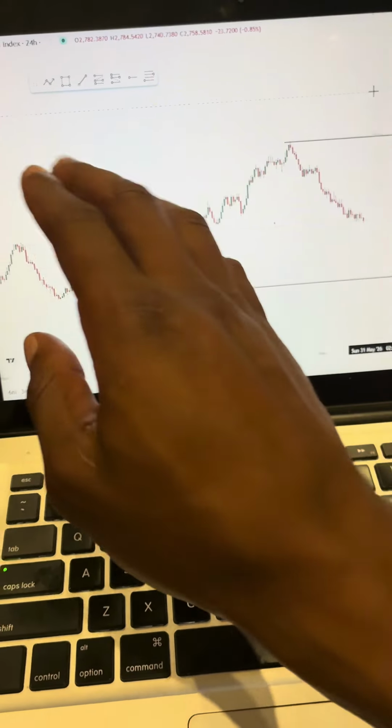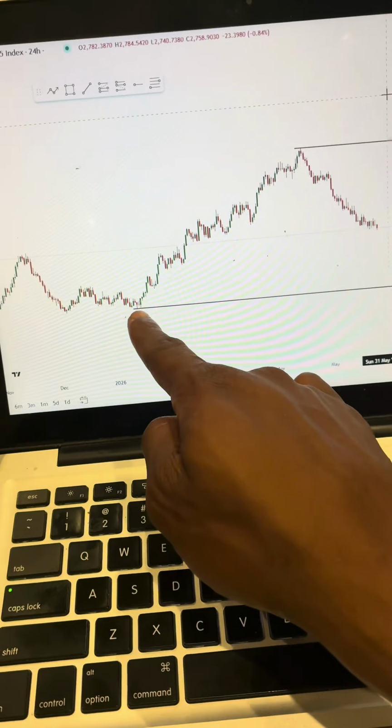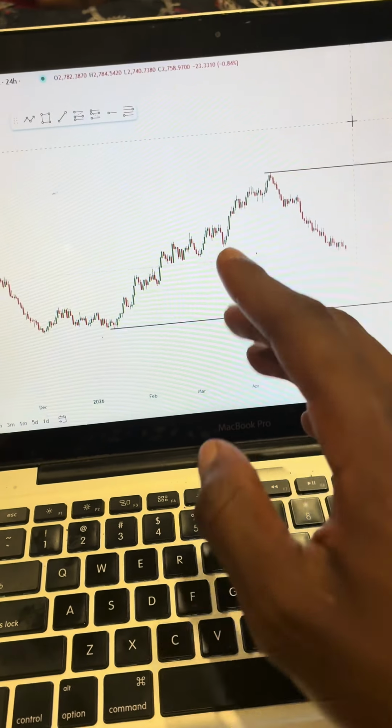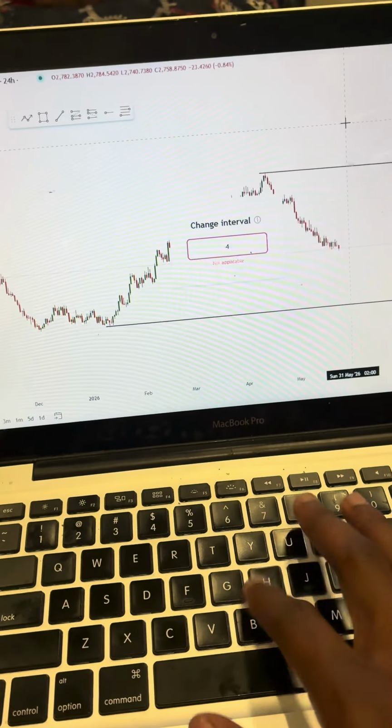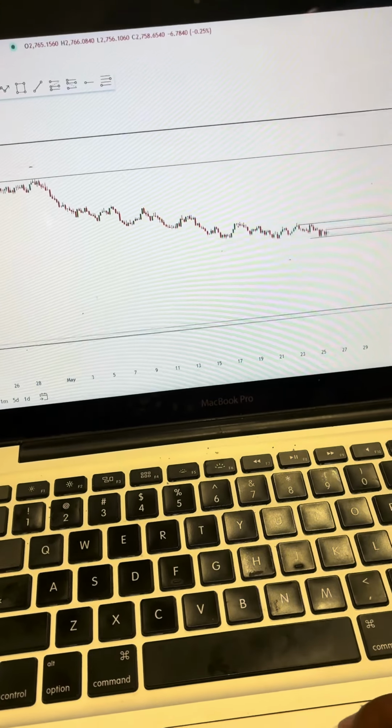So what you want to do, you're going to start on the 24, which is the daily time frame. You're going to mark your lowest point and your highest point. As soon as you're done, you're going to scale down to the 4 hour, right? This is the most simplest I can ever explain, right?